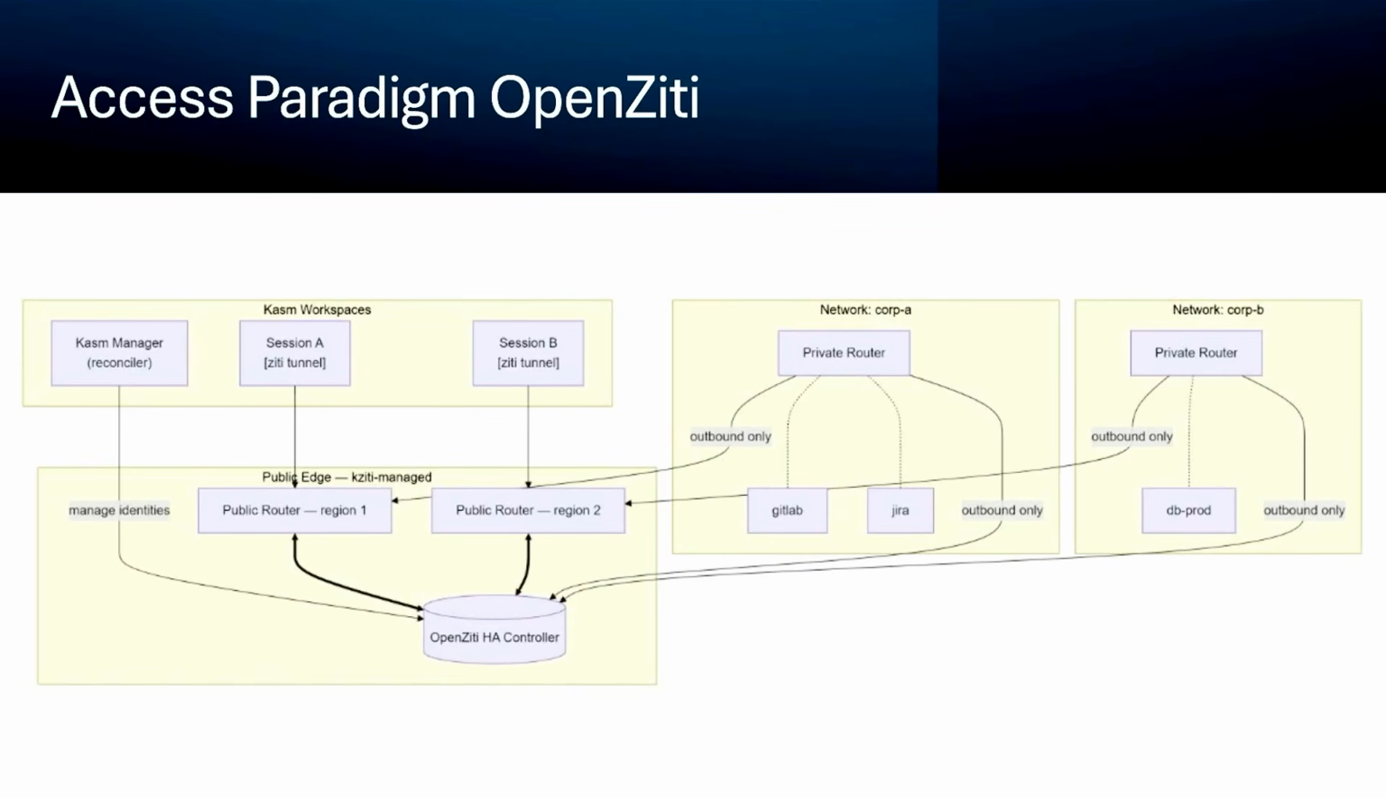OpenZiti is an open source ZTNA fabric. It consists of a small number of components that work together to create an encrypted overlay network where services are reachable by name and identity, not by IP and port. Let's walk through some of the key pieces.